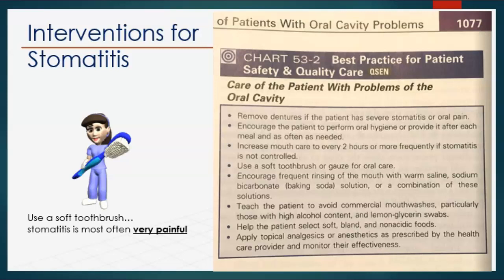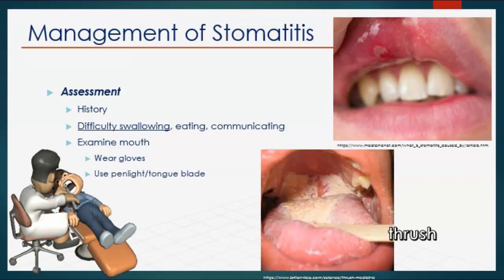So here's a piece out of your book on page 1077, chart 53-2, best practices for care of the patient with problems of the oral cavity. So this is from your book, the 9th edition. So again, what interventions can we use if somebody has lesions in their mouth that look like that?